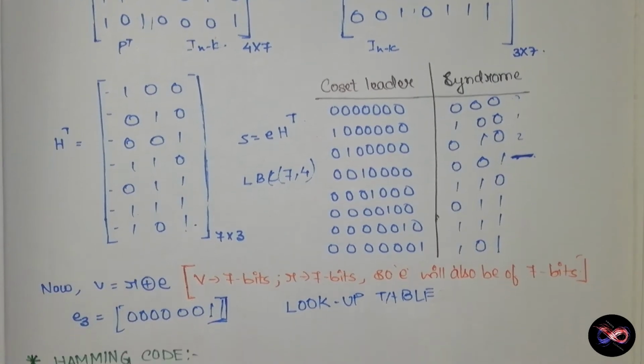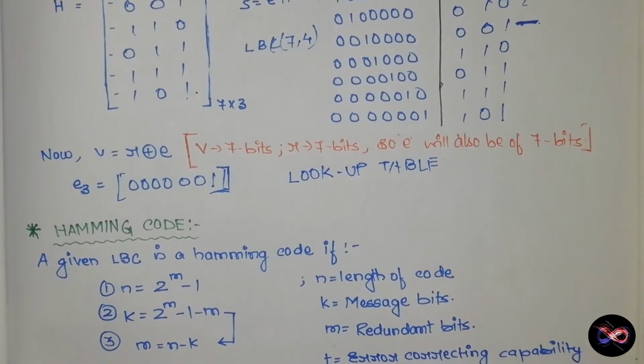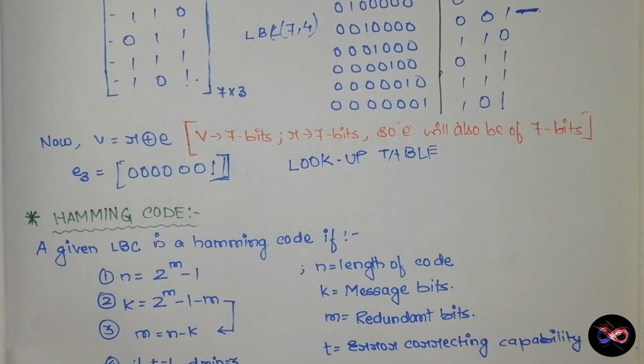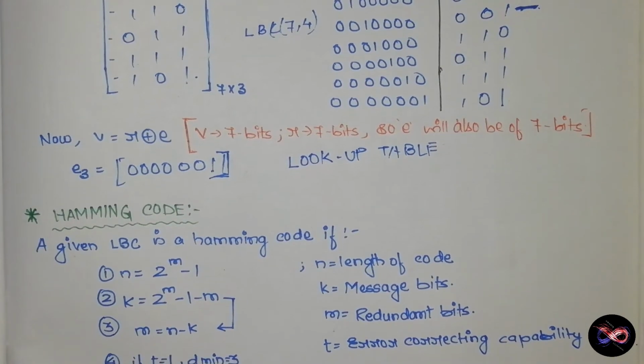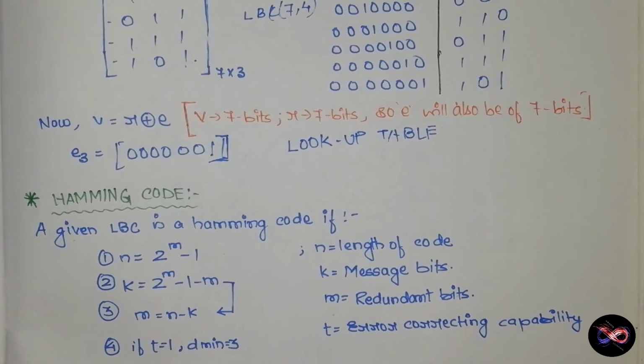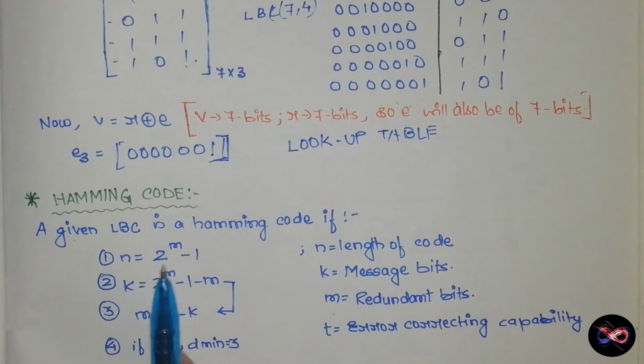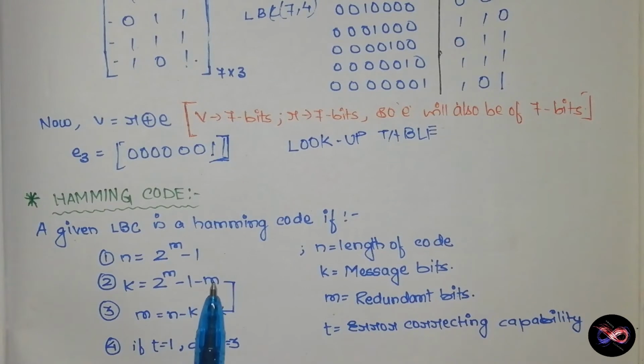The next topic that we are going to discuss is the Hamming code. Which code will be known as a Hamming code? Any LBC which satisfies these four conditions will be considered a Hamming code. First, n = 2 to the power m minus 1, where n is the length of the code and m is the number of redundant bits. Second, k = 2 to the power m minus 1 minus m, where k is the number of message bits and m is the number of redundant bits.